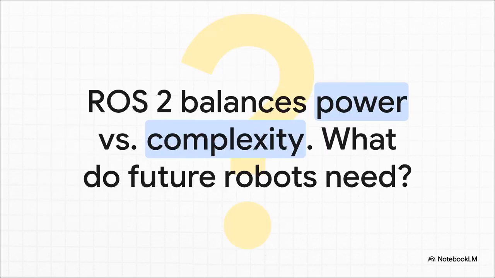And that really leaves us with a final thought to chew on. This architecture was built to balance power against complexity for today's industrial and multi-robot challenges. So by understanding these foundations, this constant tug of war between power and usability, we're in a much better position to imagine and maybe even help build whatever comes next for robotics.